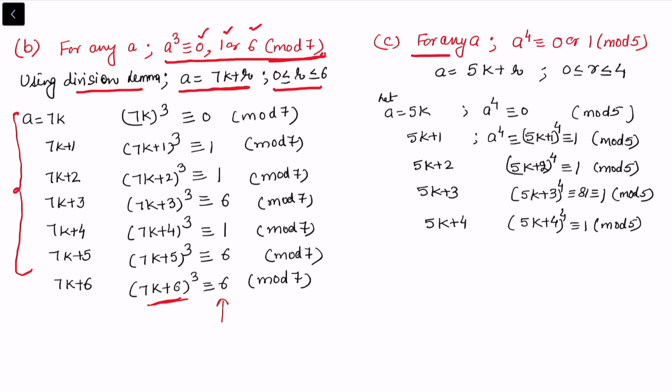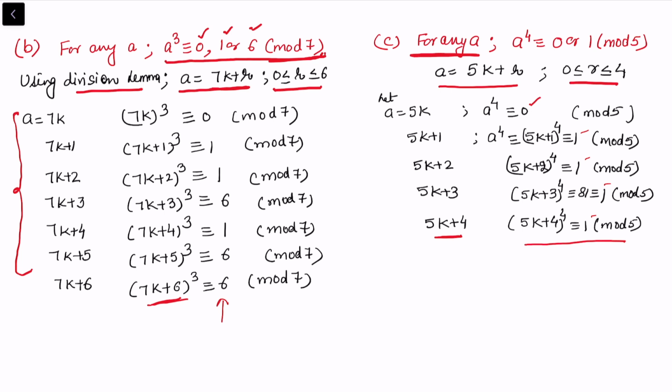Similarly, in C part, we want to prove that for any a, a to the power 4 is congruent to 0 or 1 mod 5. Again, using the division algorithm, a can take 5k, 5k plus 1, 5k plus 2, 5k plus 3 and 5k plus 4. And then we take the fourth power of these, and we see that this is either 0 or always 1. And that proves our C part.